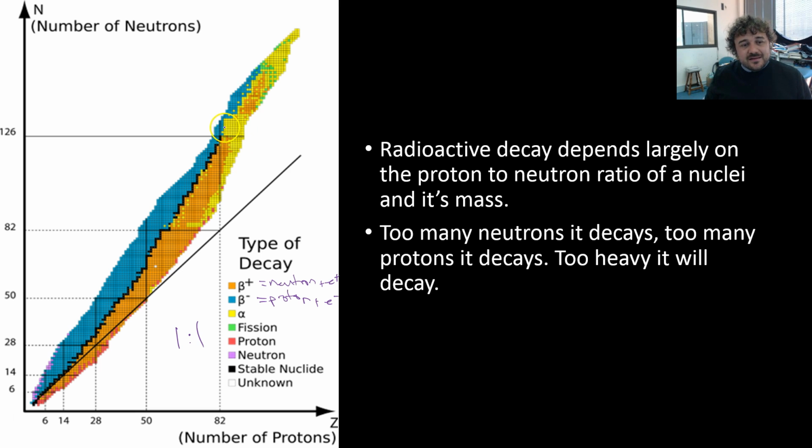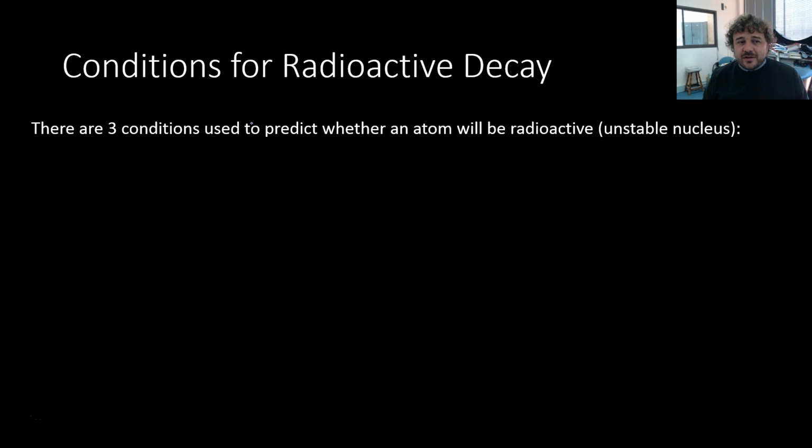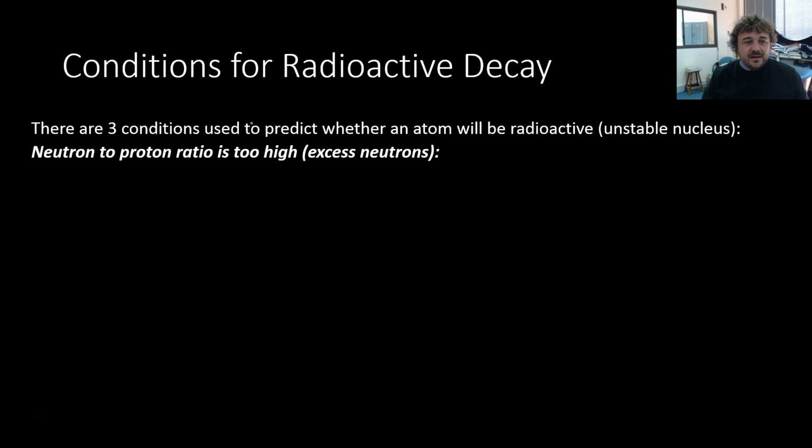And what you'll see is that beyond this point here, 82, it just starts to get heavy. It gets too heavy and it falls apart. And that's why it's going through alpha, because when you go through alpha decay, you can shed large amounts of mass. So let's have a quick look at these conditions in a bit more detail.